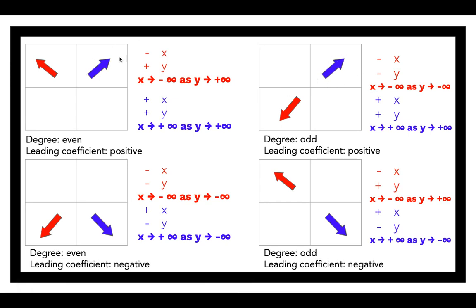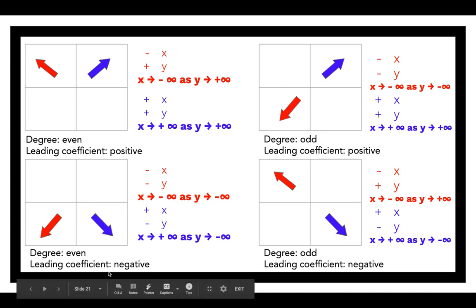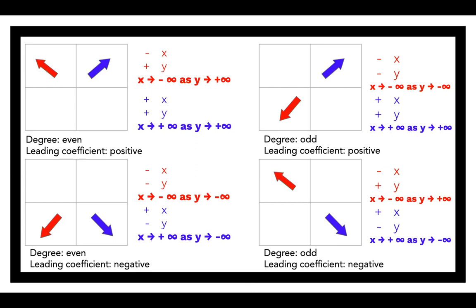far right arrow is pointing up. It's pointing in the positive y direction. And on these two, those y values are in the negative y direction. So that leading coefficient has to do with the y values at the end of the graph. Are my y values becoming positive or are my y values becoming negative? That tells me if my leading coefficient was positive or negative.